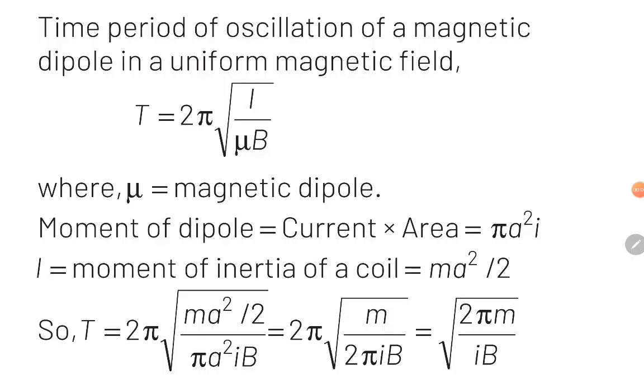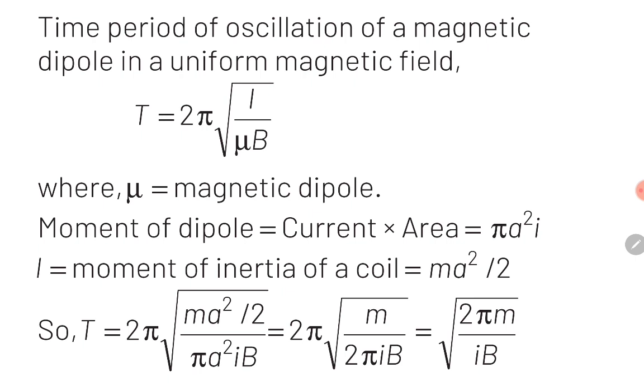Yes students, you can observe here that time period of oscillation of a magnetic dipole in a uniform magnetic field B is given by 2 pi under root of I upon mB, where I is moment of inertia and m is magnetic dipole moment. Guys, in this case, the circular loop is performing simple harmonic motion by rotating about its diameter, and therefore moment of inertia I will become equal to m r square by 2.